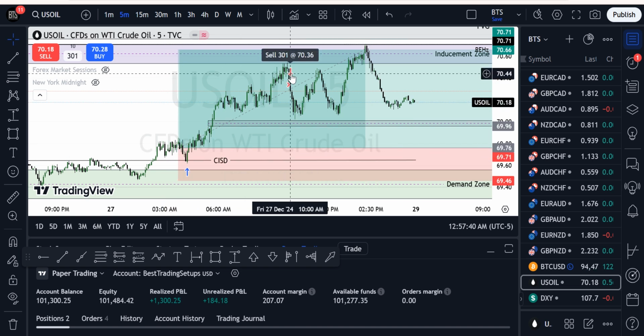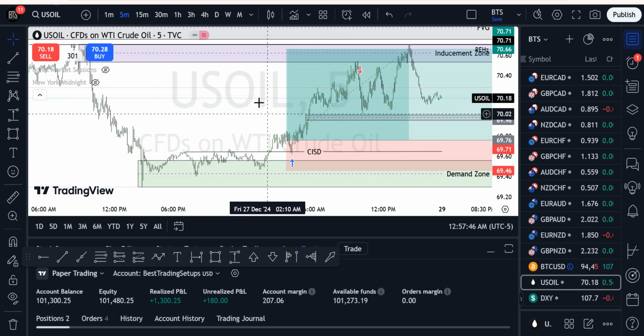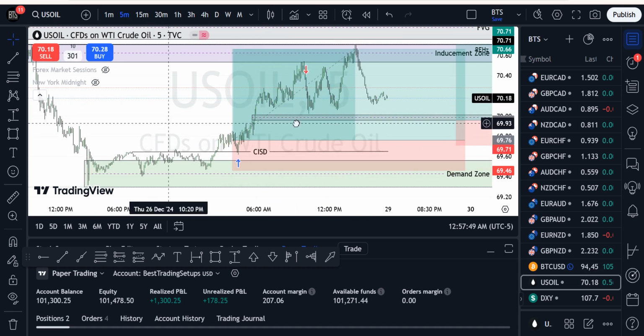That was why I exited off right around here. Immediately we touched this inducement level, I exited off the trade. It was a 1 to 3 risk reward ratio.